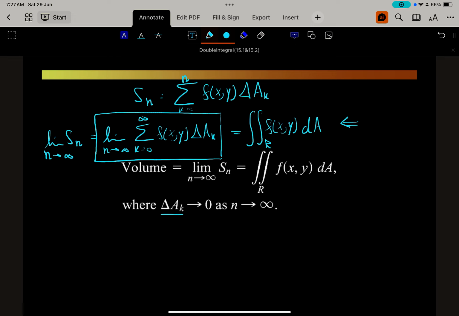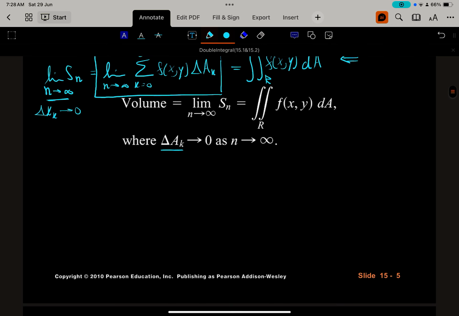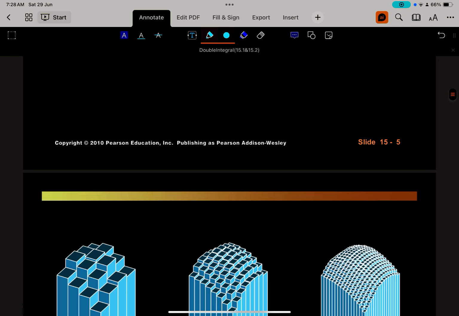And as we make n approach infinity, delta A k, the area of each rectangle, approaches 0, which is something that we want, since we want the boxes to be, sorry, I'm talking about the boxes here, we are talking about volume. We want the boxes to be as small as possible to represent our Riemann sum and to represent our volume. And so this is basically the definition of a double integral. Now, how can we apply this to volumes? Let's see how we can do this.